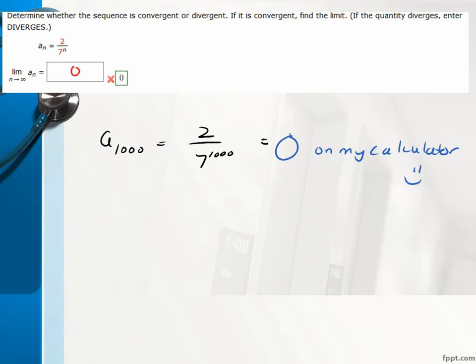This is a limit that you're supposed to find as n goes to infinity. I plugged in n equals 1,000. I was using a free calculator that I downloaded on my phone, and it said it was 0. So I put in 0. It's the same answer that WebAssign has.